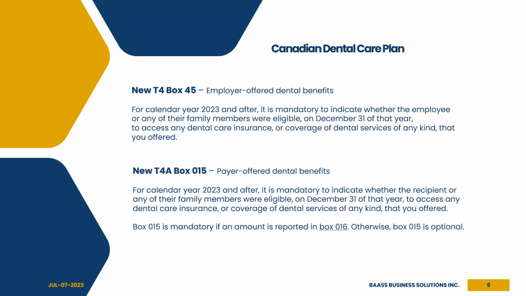For calendar year 2023 and thereafter, it is mandatory to indicate whether the employee or any of their family members are eligible, in December of the reporting year, to access any dental insurance or coverage of dental services of any kind that you offer. So you're going to have T4 box 45, and for T4As, you're going to have box 1015. These boxes are mandatory. Now, they did release some news not too long ago that for this year there are some changes to that, and I'll review that.